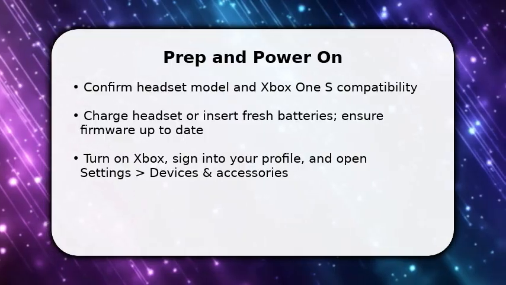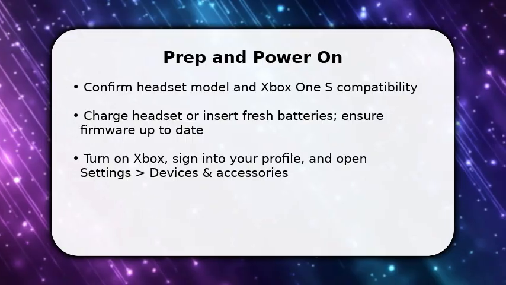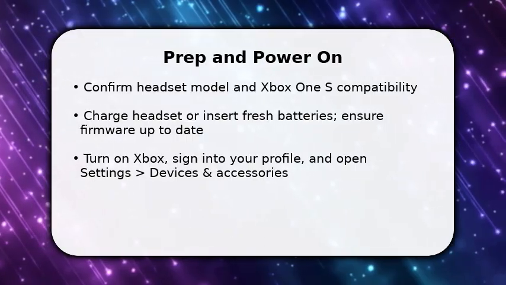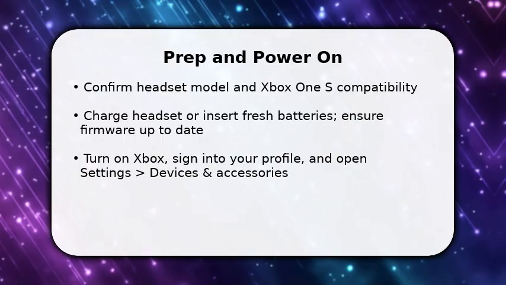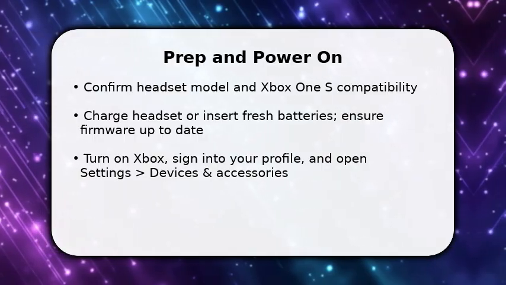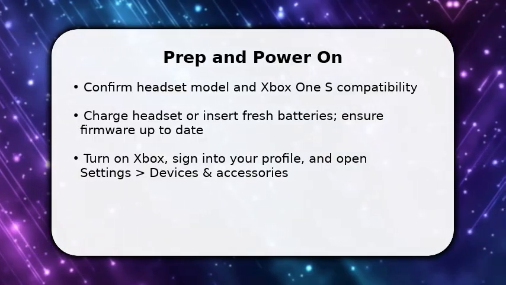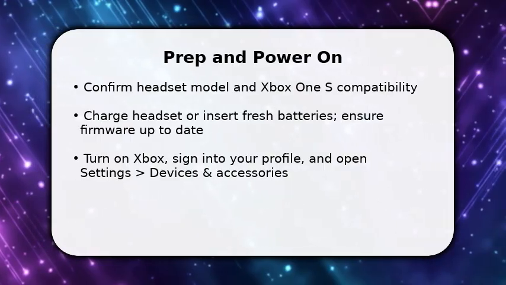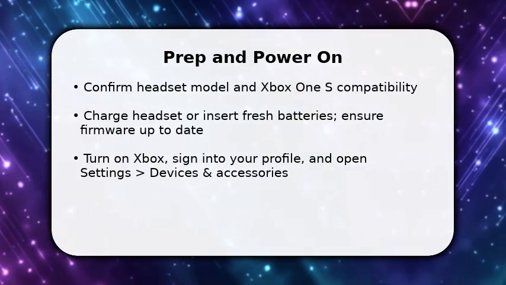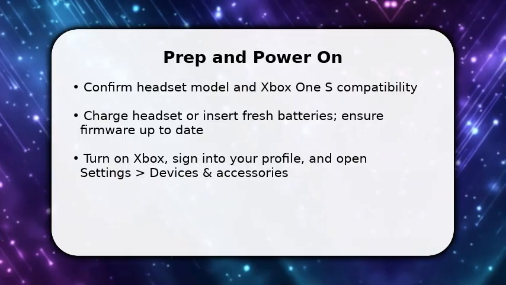You start by confirming your Razer headset supports Xbox One S and that it's charged. This prevents interruptions. Once done, power on the console and sign into your profile so the system recognizes new peripherals. Next, navigate to Settings, then Devices and Accessories to prepare for pairing.